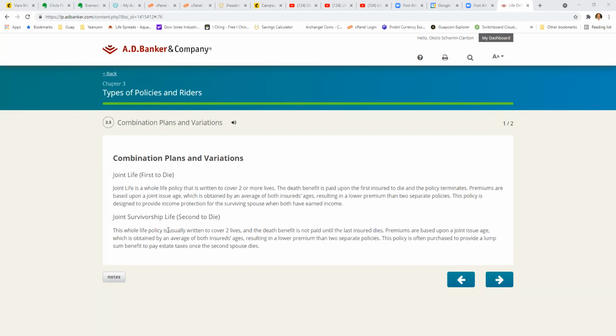So this is a whole life policy, usually written to cover 2 lives, and the death benefit is not paid until the last insured dies. Premiums are paid based upon a joint issue age, which is obtained by an average of both insured's ages, resulting in a lower premium than 2 separate policies. This policy is often purchased to provide a lump sum benefit to pay estate taxes once the second spouse dies.